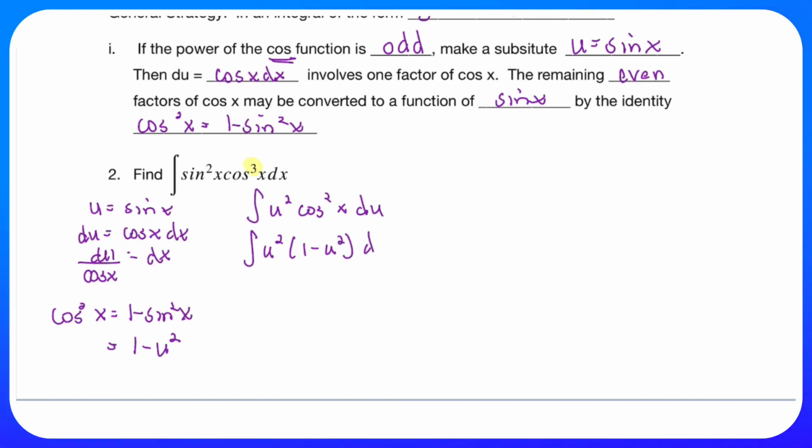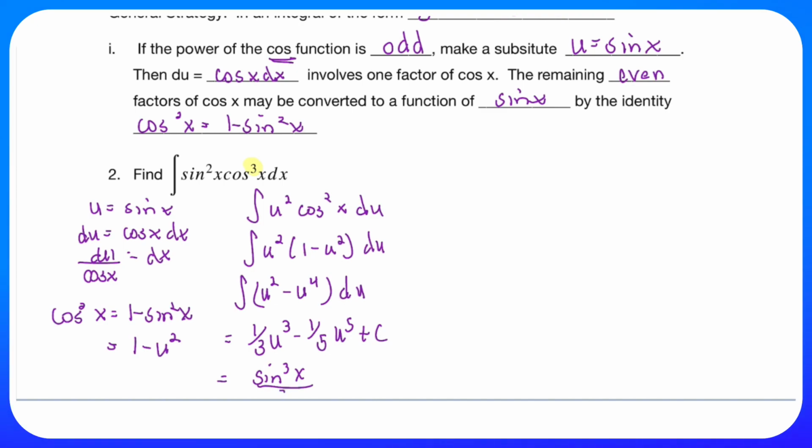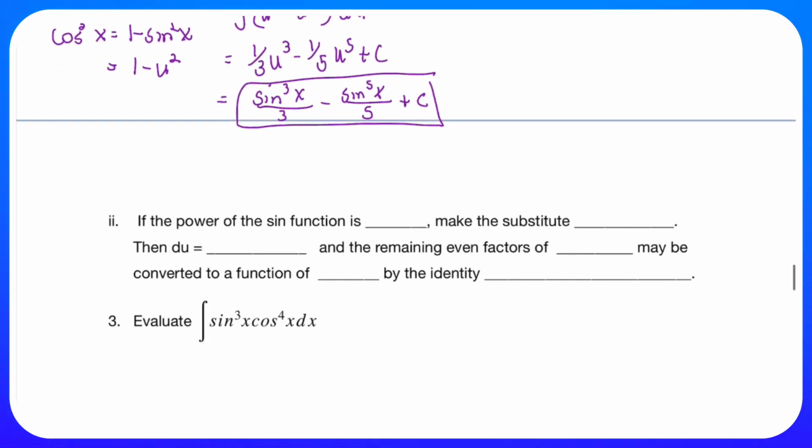So I have u squared times 1 minus u squared du, which is simply the integral of u squared minus u to the 4th du, something we can easily integrate using the power rule. So I get 1/3 u cubed minus 1/5 u to the 5th plus c. Now I have to go back to my original function, substituting in sine of x in place of every u to get 1/3 sine cubed x minus 1/5 sine to the 5th x plus c. And that's how we integrate products when the cosine function is odd and we're multiplying by a sine function.